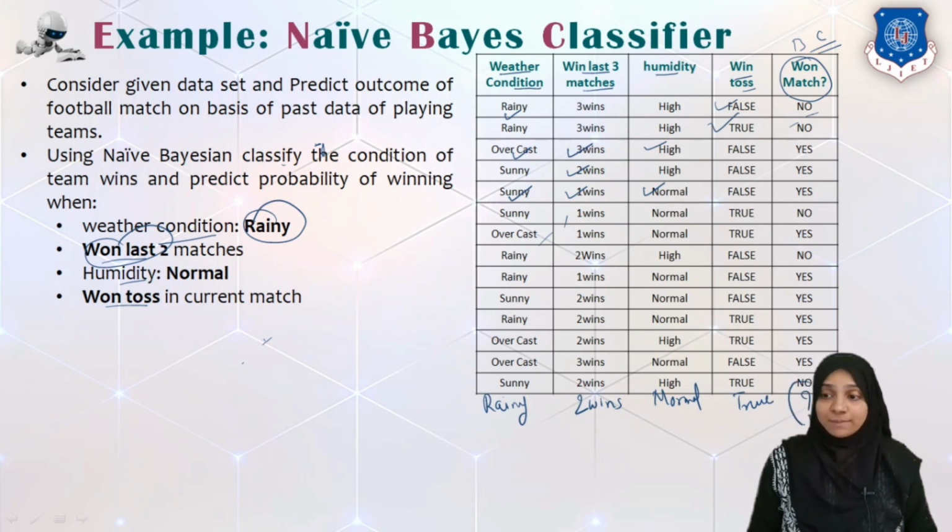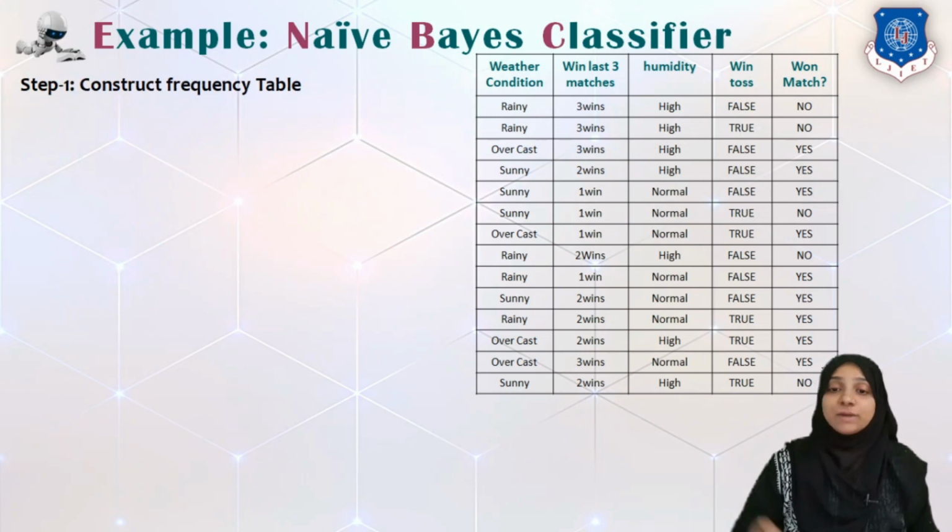What is the probability, or is it possible for this team to win this match or not? So I want the answer yes or no over here. So I will calculate the supporting hypothesis for yes and for no. Whatever is the maximum will be our binary classification output. So in order to calculate this value, first we construct something called a frequency table.